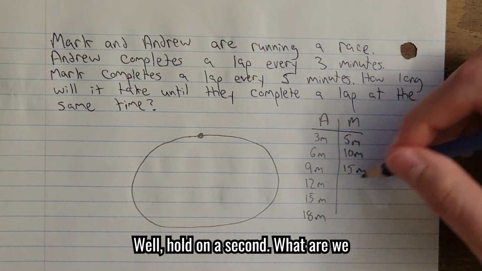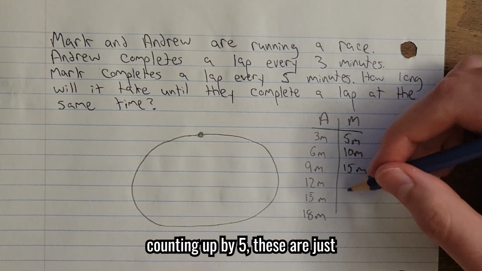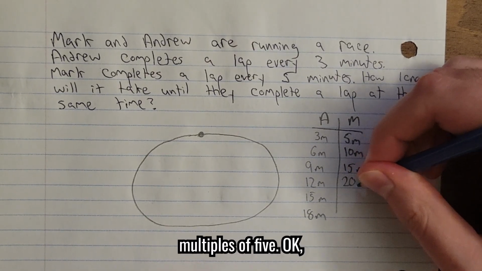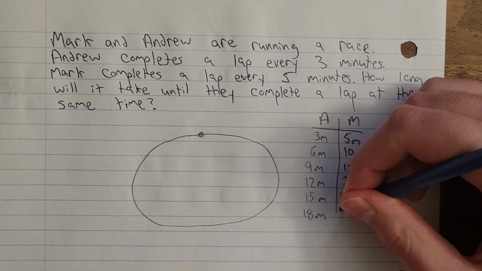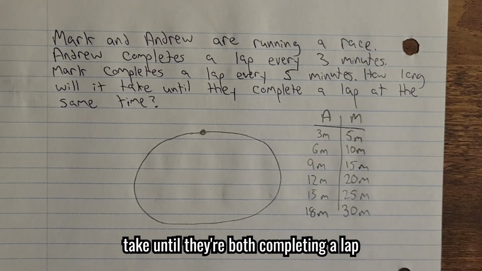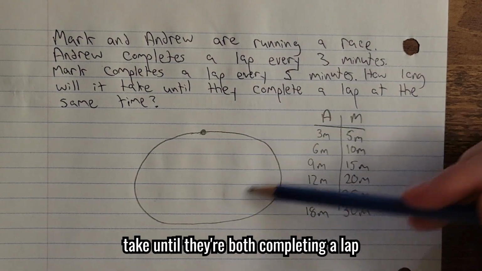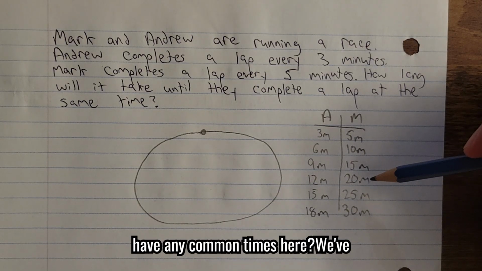Well, hold on a second. What are we writing out here? Starting at 5, counting up by 5. These are just multiples of 5. Okay, so I can keep going. And so I want to know, how long will it take until they're both completing a lap at the same time? Well, let's look. Do we have any common times here?